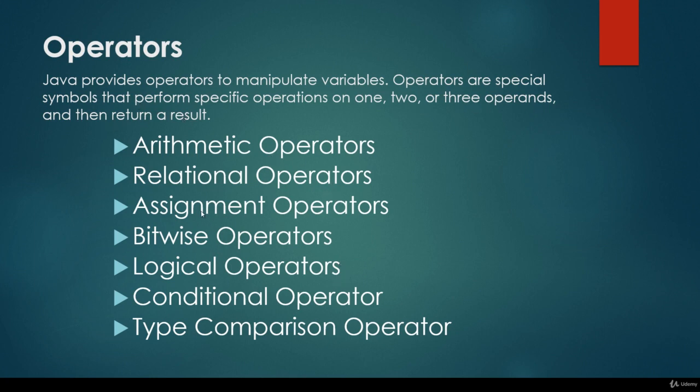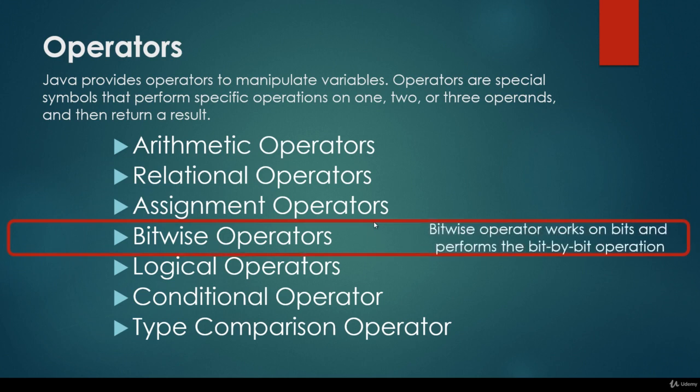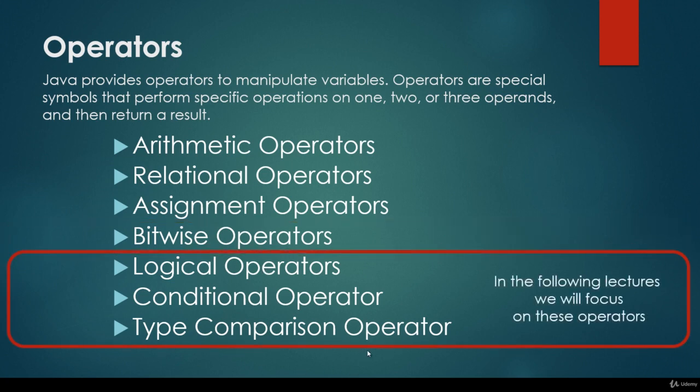There are several operators such as arithmetic operators, relational operators, assignment operators, bitwise operators, logical operators, conditional operators, and type comparison operators. The first three operators are basic operators. Then we have the bitwise operators. Bitwise operators work on bits and perform the bit-by-bit operation, and this is what we are going to talk about in the coming lectures. Logical operators, conditional operators, and type comparison operators are the most commonly used operators in the Java programming language.